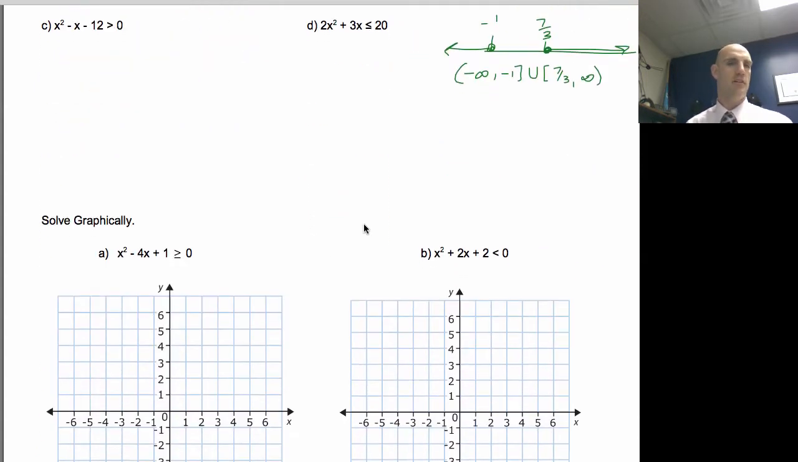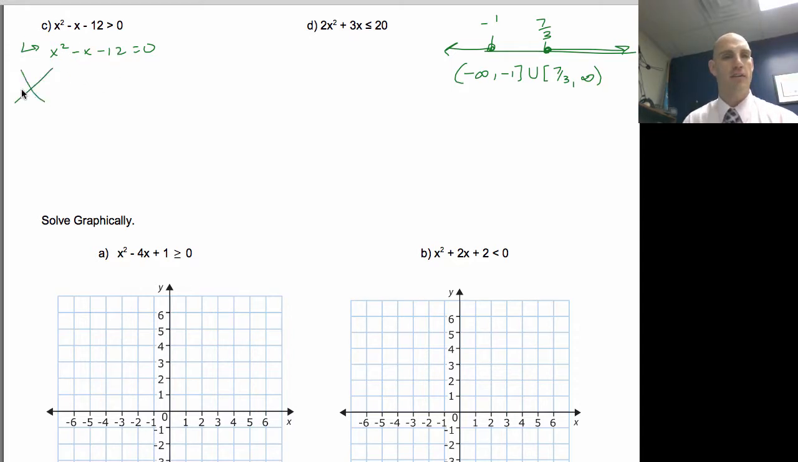All right, let's look at some quadratic inequalities. For these, again, any way you can solve them. But what I'm going to do first is consider this. x squared minus x minus 12 is equal to 0. So I'm going to solve it as if it's equal. I can use the quadratic formula, I can use factoring, I can use completing the square, I can do it graphically. We're going to factor this.